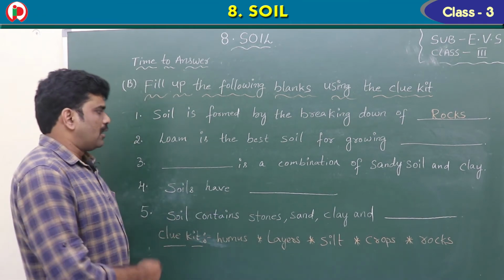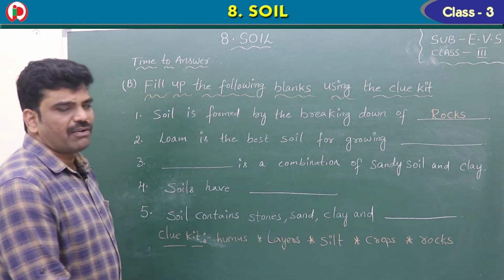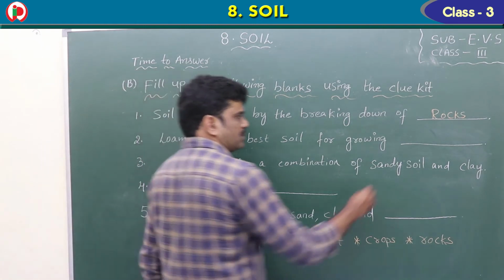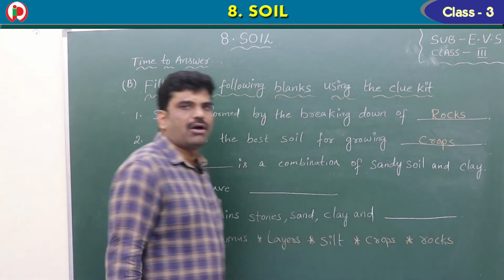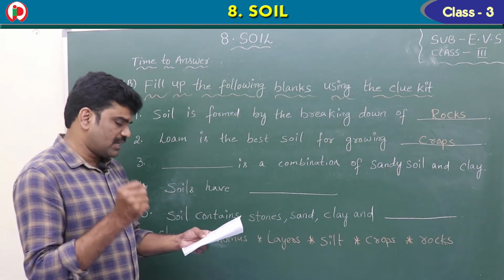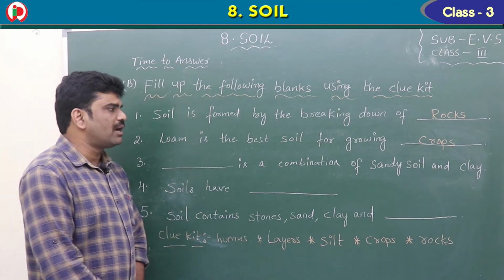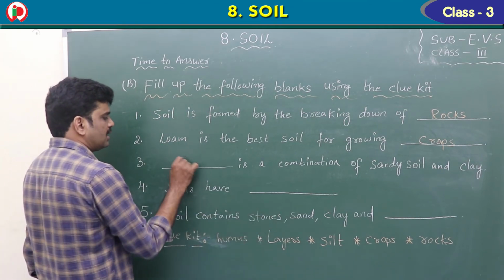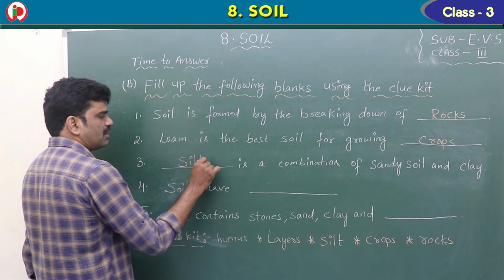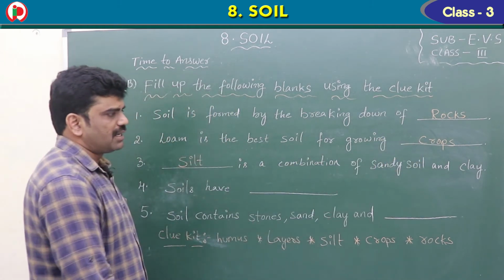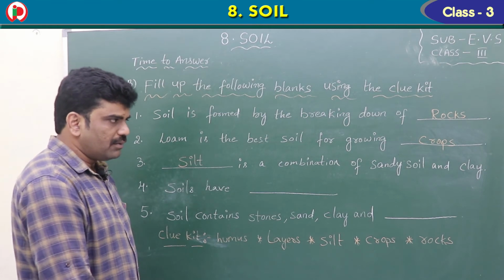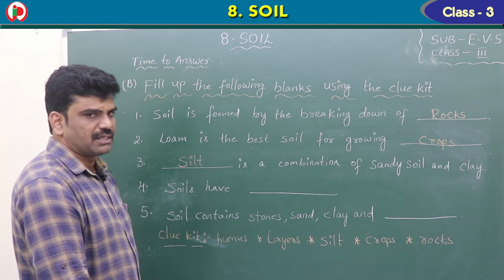Second one, loam is the best soil for growing crops. Third one, dash is a combination of sandy soil and clay. So silt is a combination of sandy soil and clay. Sandy soil is dry, whereas clay becomes wet when water falls on it.